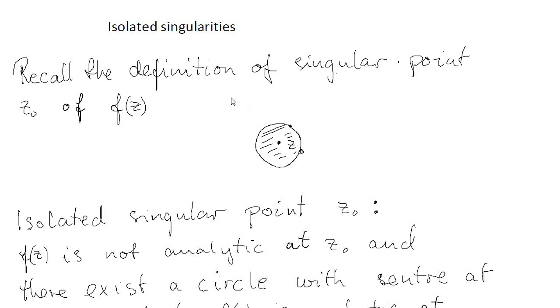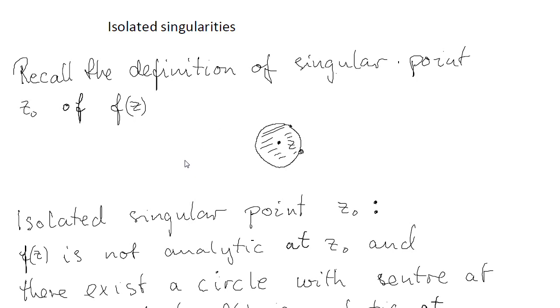We recall the definition of a singular point z0 of a function f of z. A criterion for being a singular point is that the function is not analytic at the point z0, and for any circle centered at z0, there exists at least one point inside the circle where the function f of z is analytic.